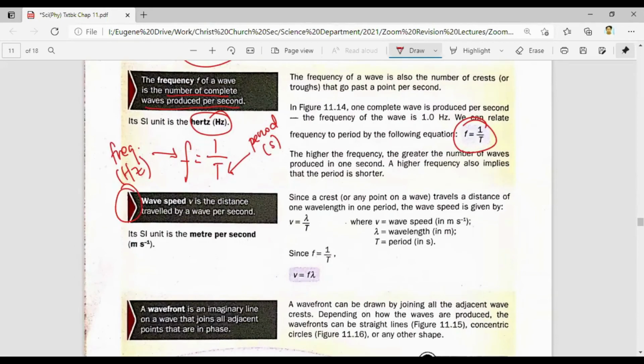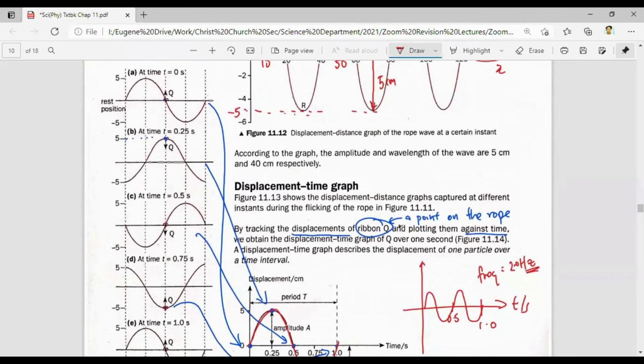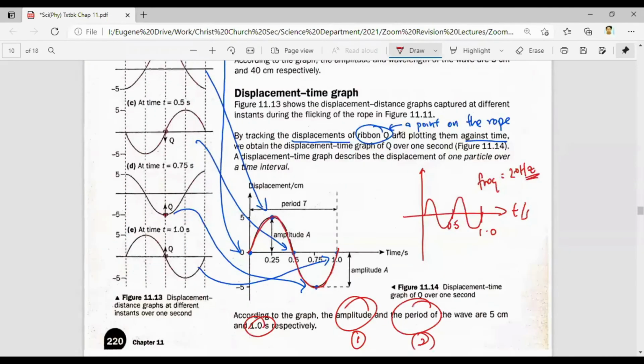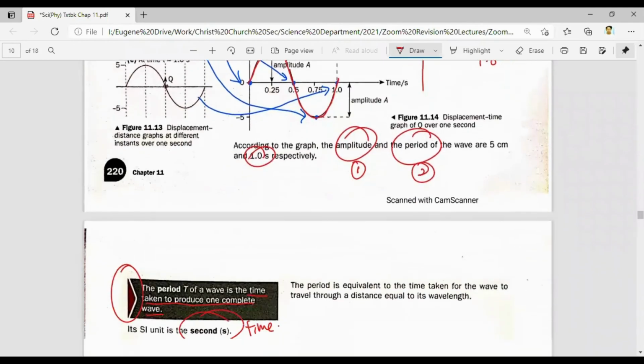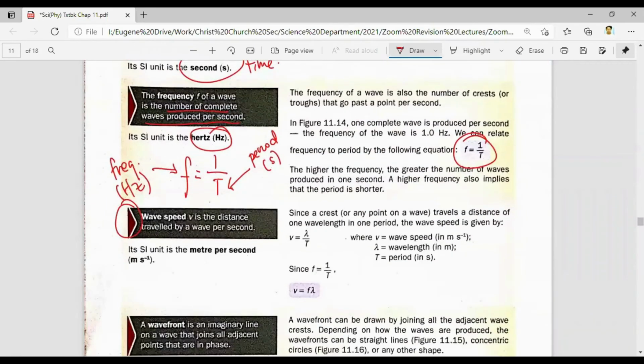Next, if I can get the frequency, I can get the wavelength, I can get all the things. Assuming I got the wavelength from the first graph and the period from the second graph, I can find out how fast my wave is traveling. The distance traveled by the wave per second is known as the wave speed, in meters per second. The formula for wave speed has two parts: v equals lambda over T, or v equals f lambda. Most people are very familiar with the latter, but in actual fact, both are usable.